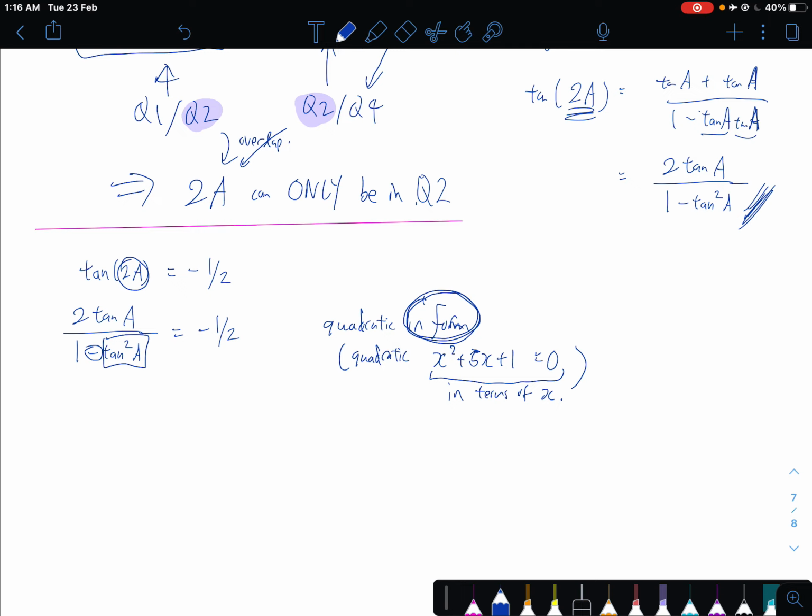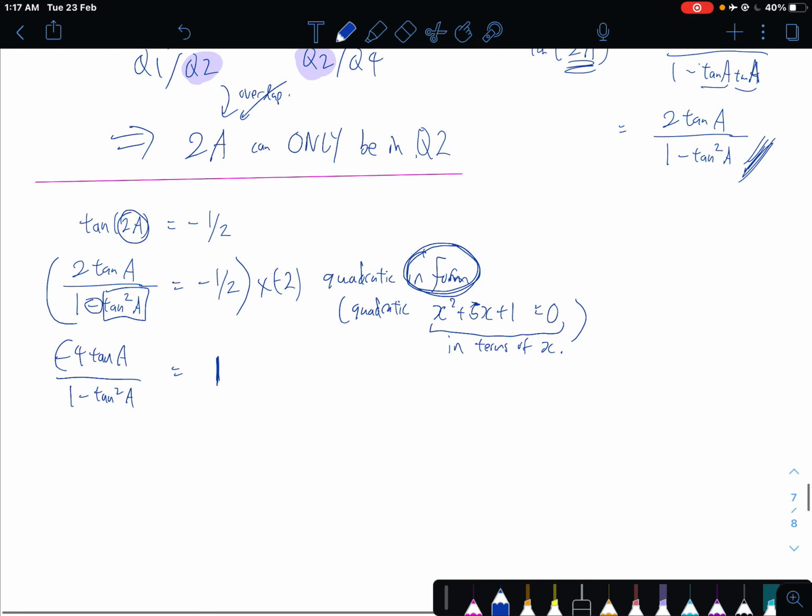Okay, so one way I could do this is I can multiply both sides by negative 2. What does that do to my negative 1 half? It makes it into a positive 1. How about my left side? If I multiply by negative 2, I'll get negative 4 tangent A. Oh no, there's a negative sign. But no choice, we have to deal with it. But never mind, because we did the negative sign at the top. Right now, the right hand side has no more negative sign. It's easy to work with.